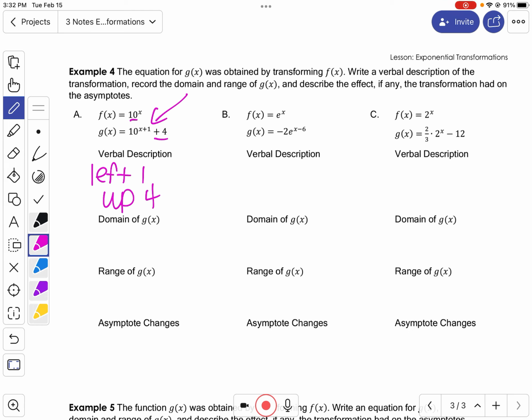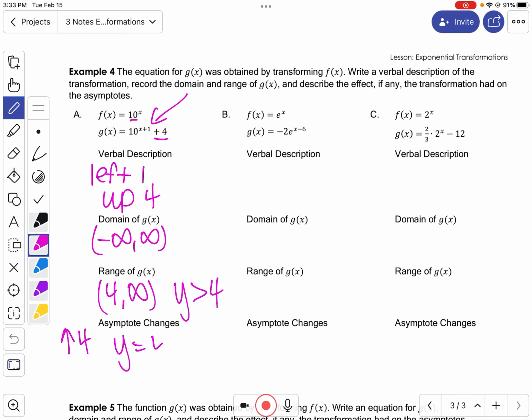So remember the domain, same every time. Your range, since I'm going up, it is changing it. So my range is now going to be either, you can either put 4 to infinity or y is greater than 4. So whichever one you think is easiest to write. My asymptote did change. Since it went up 4, that means my asymptote is now going to be at y equals 4. So if there's a vertical shift, you know your asymptote will change based on that shift.